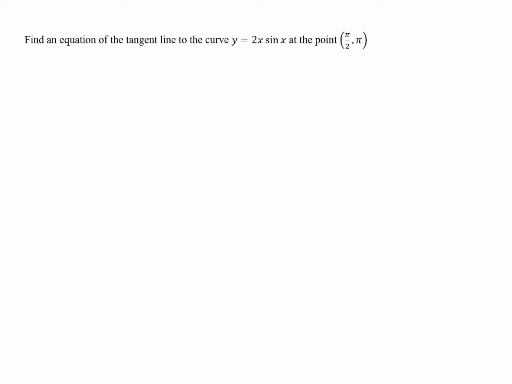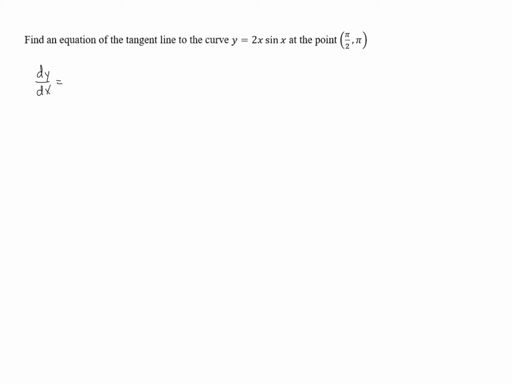Find an equation of the tangent line to the curve y equals 2x sine x at the point (pi halves, pi). Of course, if we want to know the tangent line, we're going to need to know its slope, which means we're going to need the derivative. So let's differentiate y with respect to x.